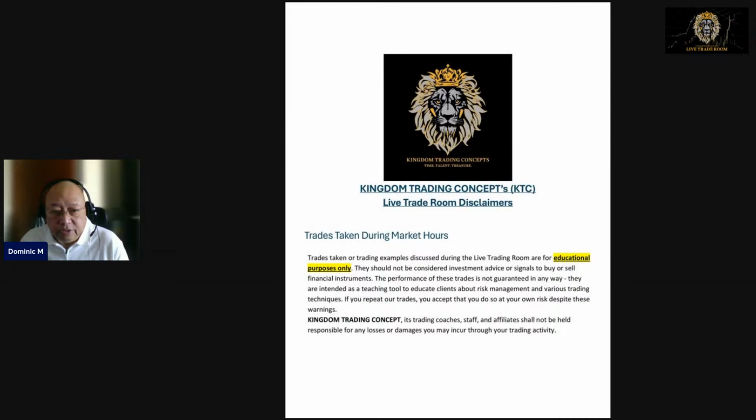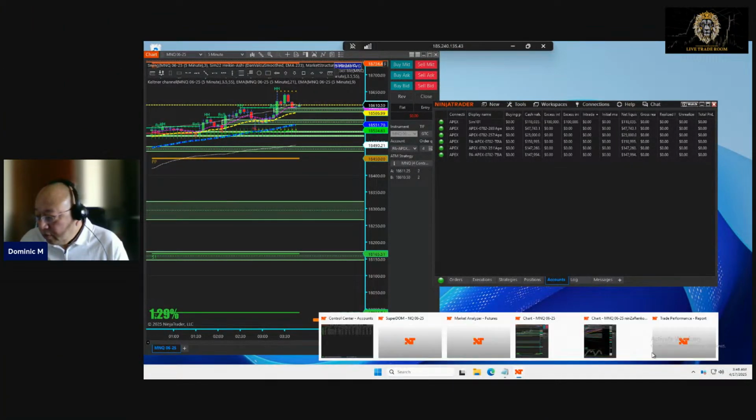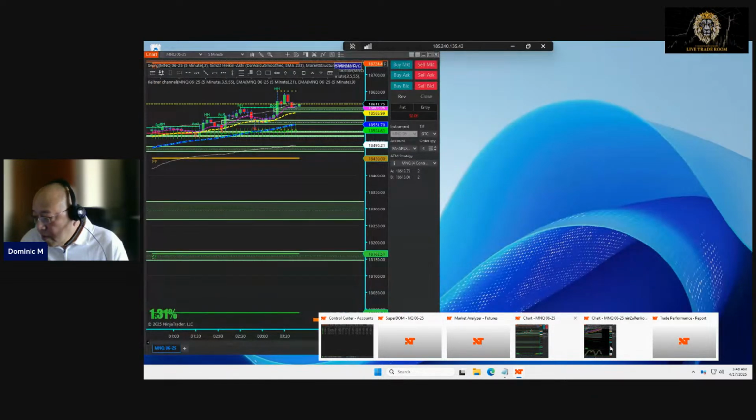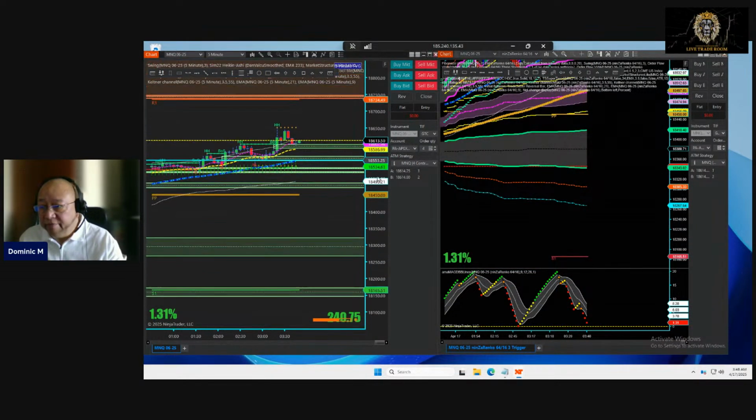Let me see if I can get my screen on here. Share. Okay, let me get my other screen here. What's this other one here? This is the one. Okay. So let's see what's going on here. I just happened to open my chart just now. I haven't really looked at it.